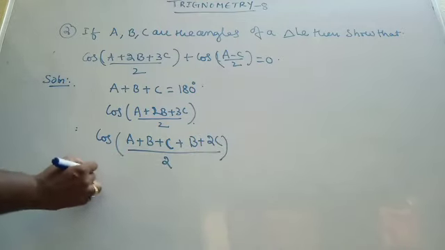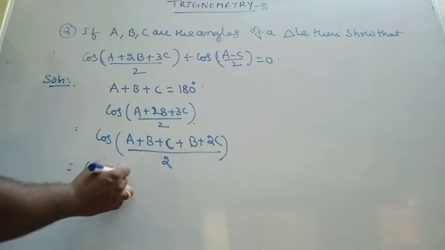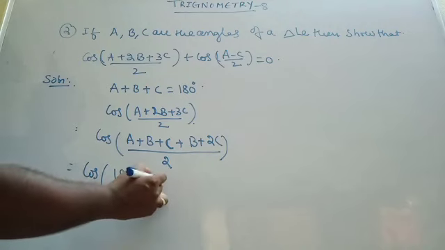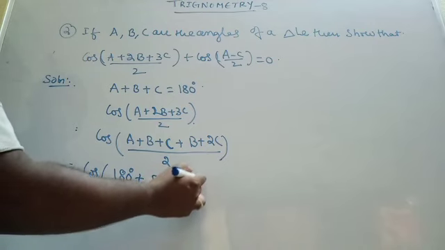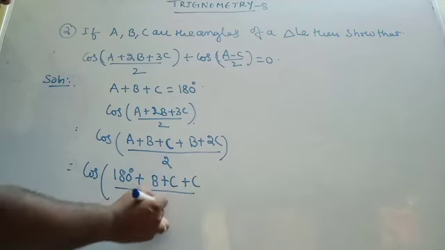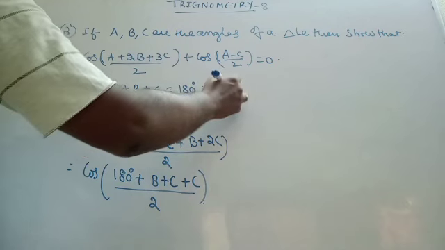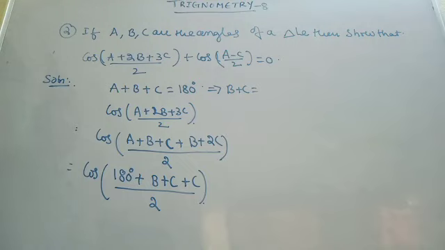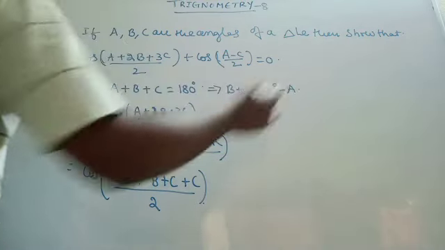Very good. Now this is cos of A plus B plus C. Already you know that it is given 180 degrees, right? 180 degrees plus B plus, this 2C, once again I will write it as B plus C, whole by 2, we will write like this, right? And one more thing, you know that, my dear students, here B plus C, once we know that A plus B plus C equals 180 degrees, B plus C is nothing but 180 degrees minus A, like this, right?